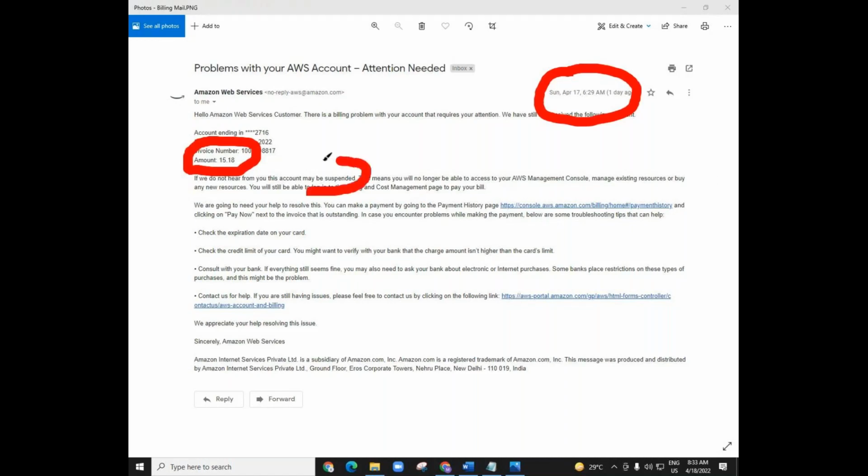suspend your account. Actually, this is not the first account I'm using. I have created many accounts. When I show you how to create an account, I'll show all the details. But just for your knowledge, this is the mail I got yesterday, and they said the total amount I need to pay to them is 15 rupees.